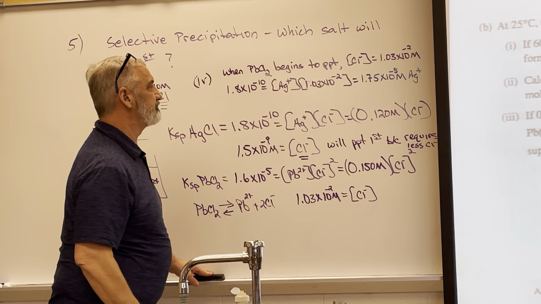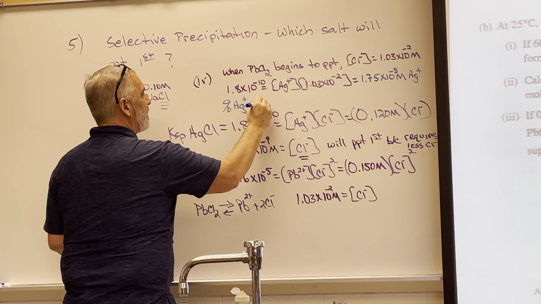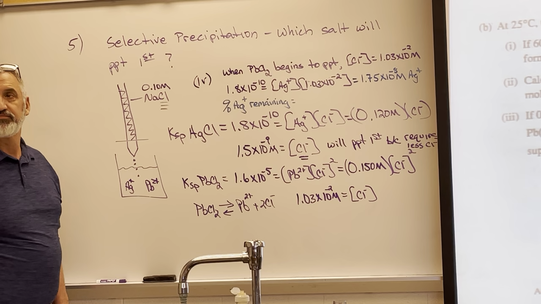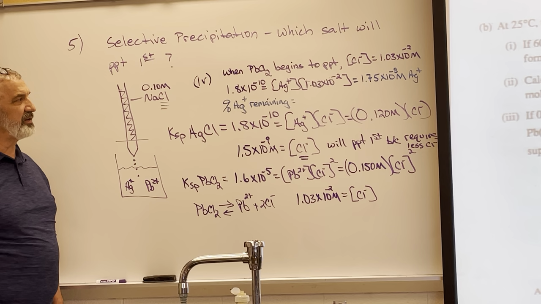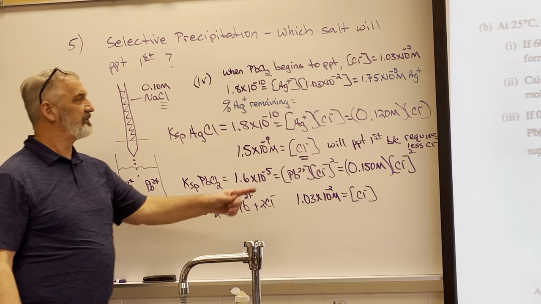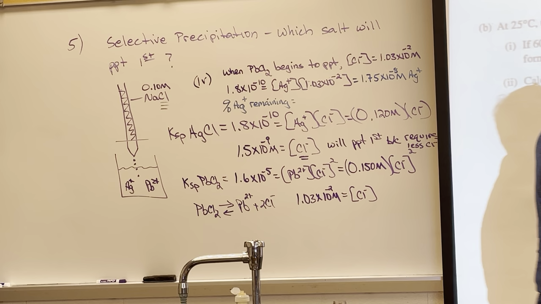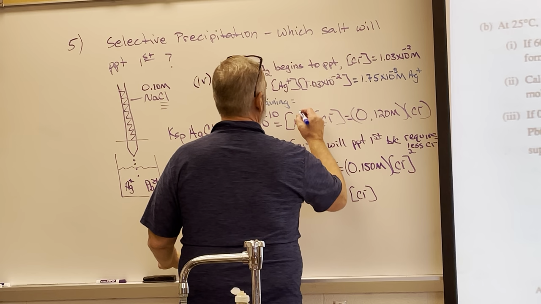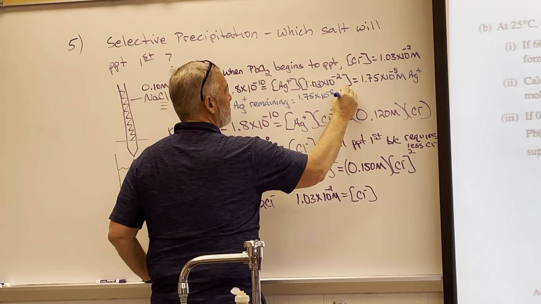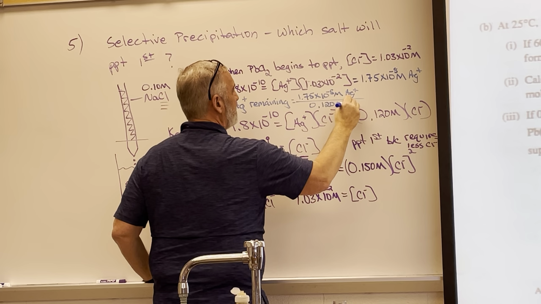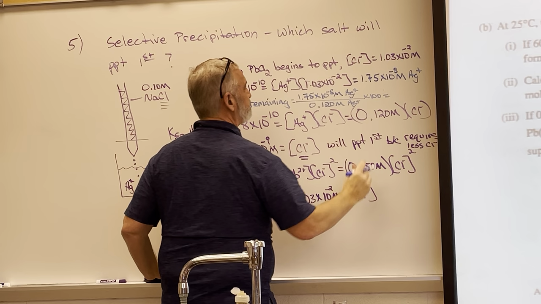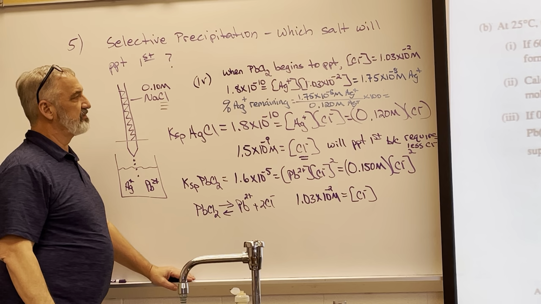Okay? So now if we said percent Ag plus remaining, how would I do that? What's percent? Part of the whole. What part? Percent silver remaining. How much remains? This much. How much did we start with? 0.12, right? So if we go 1.75 times 10 to the minus 8 divided by 0.120 molar Ag plus times 100, what do we get? Some incredibly small number, right? Call it zero.